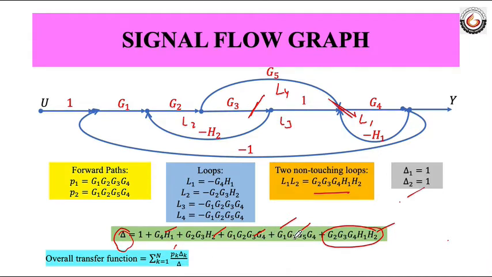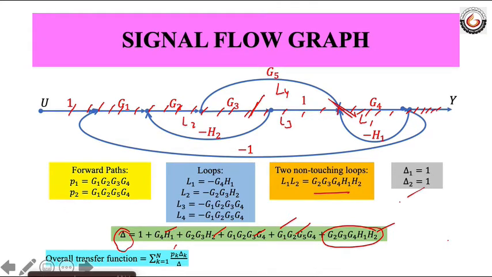So what about delta 1? If I take the first forward path, there is no loop that is not touching the forward path. This is my first forward path. If you will see, all loops are touching it. L1 is touching it, L4 is touching it, so all are touching it. So for this, delta 1 is equal to 1.